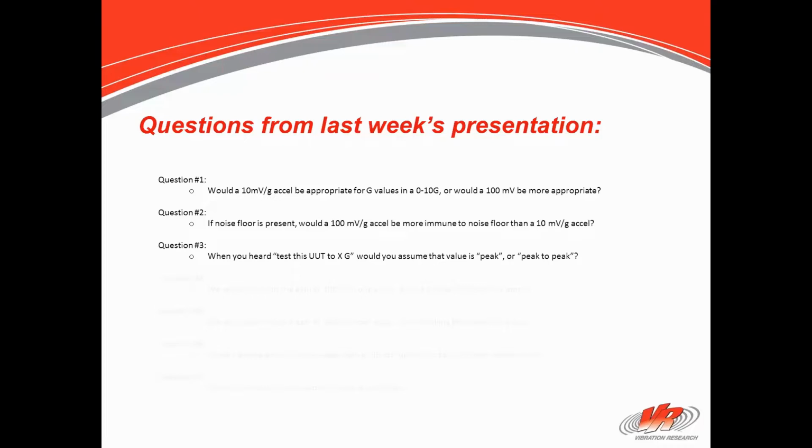Question number 3, when you hear "test this unit under test to X Gs," would you assume that value is peak or peak to peak? This is a fun question because when you first come into this industry, you recognize that things aren't as uniform as you thought they were. You remembered that whenever you measured voltage, it would be an RMS value. If you measure a 120 volt signal coming out of a power plug, you knew that it was square root of 2 times going positive and square root of 2 times going negative. That would be the peak to peak voltage versus the RMS voltage.